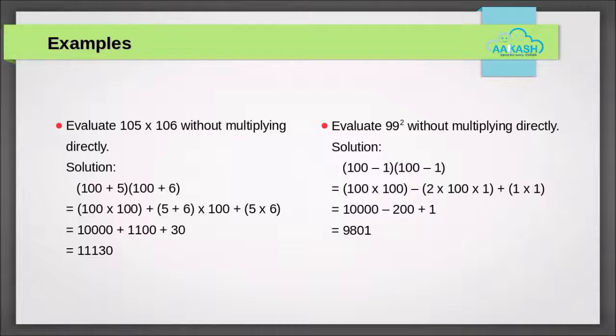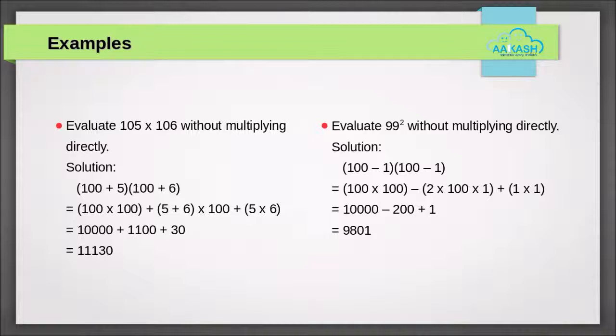Examples. Now that we have seen the algebraic identities, let's see how to use them in the following numerical problems. First, let's multiply 105 and 106. We know that these are big numbers, but they are closer to a round figure of 100, which can make calculations easier. Hence, we split the numbers into 100 plus 5 and 100 plus 6. Now we see that this expression is of the form (x plus a)(x plus b), where x is 100, a is 5 and b is 6.